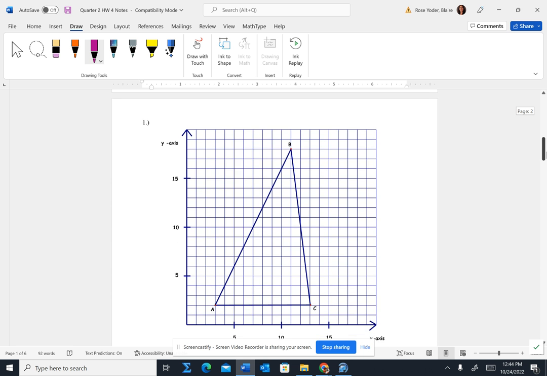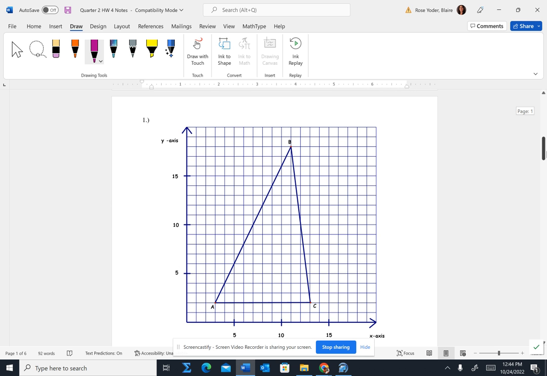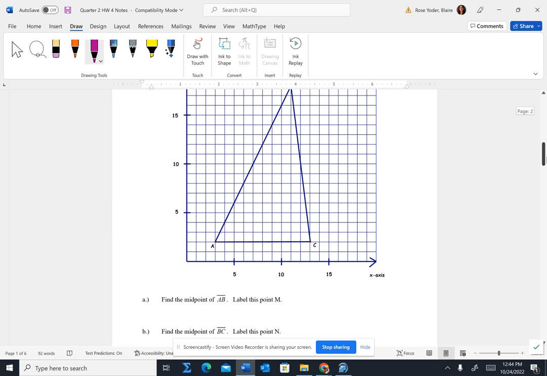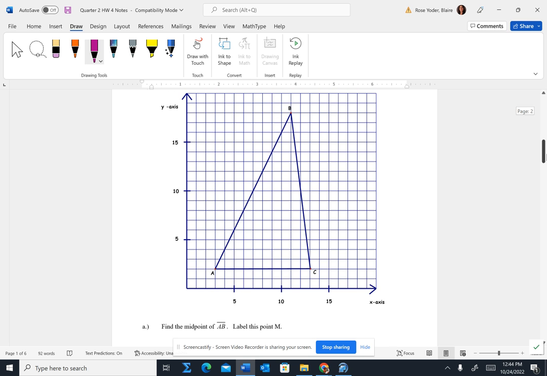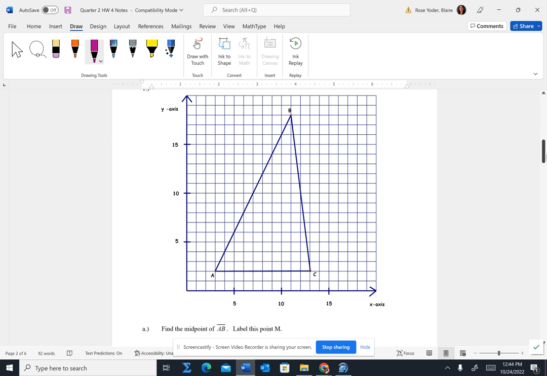So here we have a triangle on a grid. This is what we're going to use to discover what a midsegment is. And the instructions for part A say find the midpoint of AB. So I'm going to use half the rise and half the run, and my midpoint ends up falling right there at 7, 10. And it says to call that M.